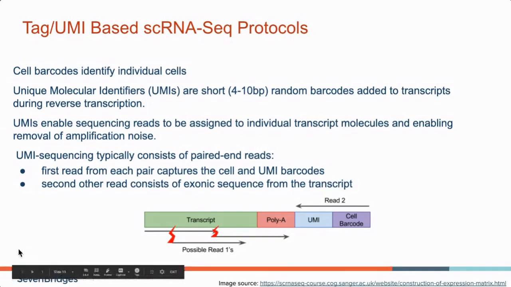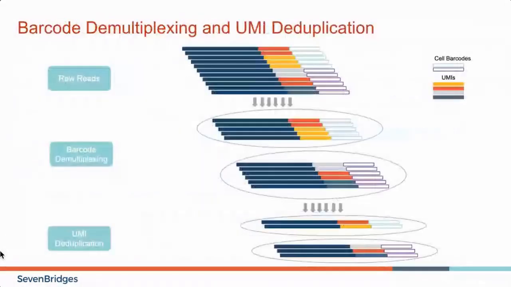UMI sequencing typically produces paired-end reads, where one read from each pair captures the cell barcode and UMI, while the other read consists of exonic sequence of the transcript. Next slide, please.